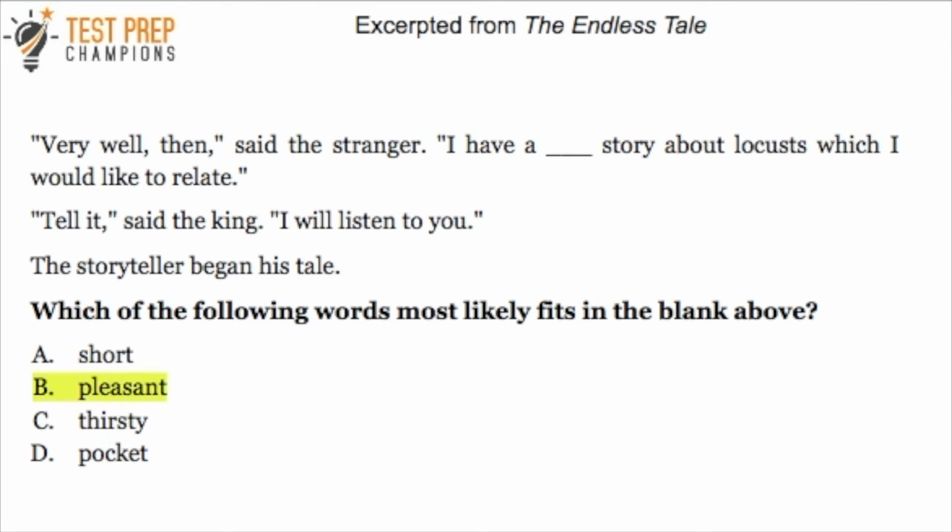So the correct answer here is B, pleasant. I have a pleasant story about locusts which I would like to relate. Now, the word short, right, the whole purpose behind the king's challenge is that he wants the stranger to try to tell him a story that will last forever. So if the story was short, he probably wouldn't be telling it in front of the king because he would just be banished for not having a story that lasts forever.